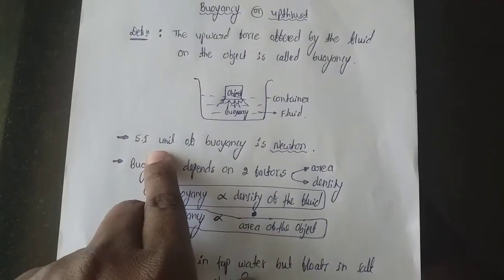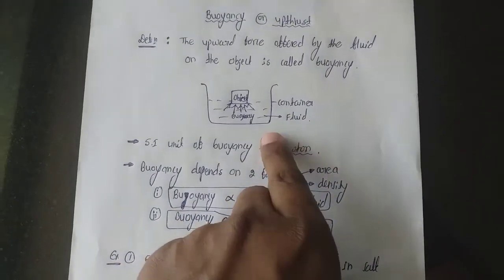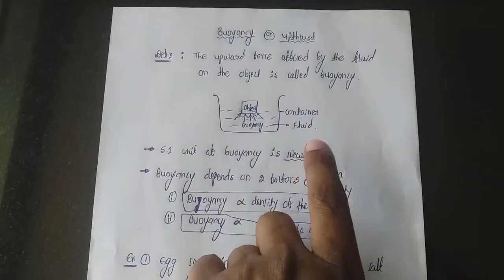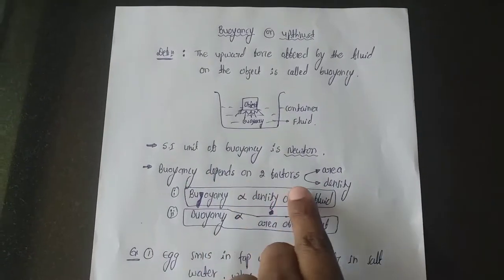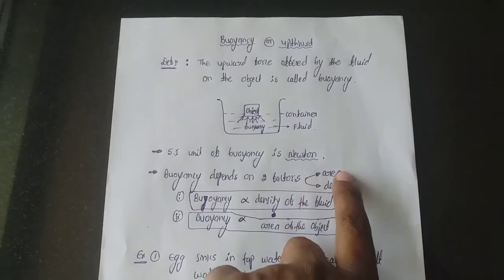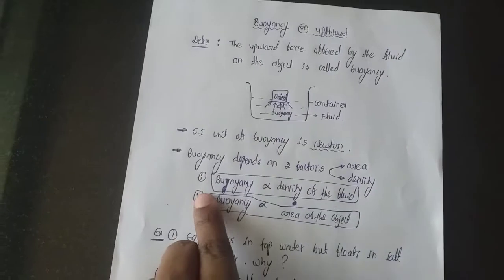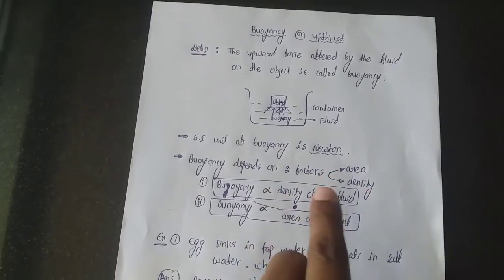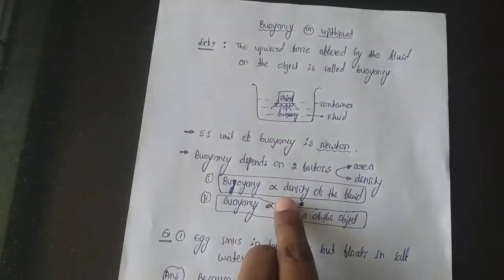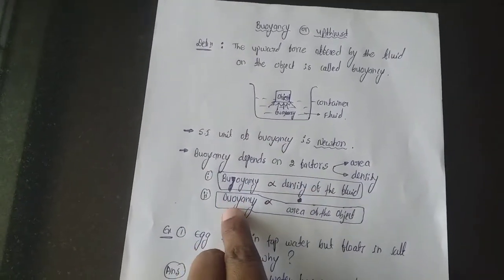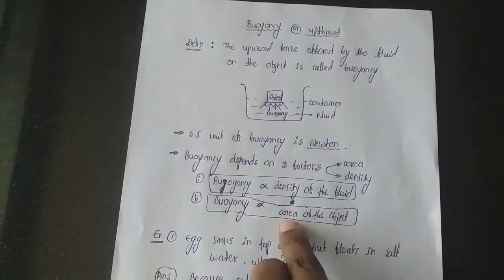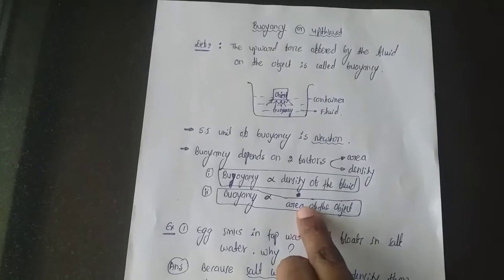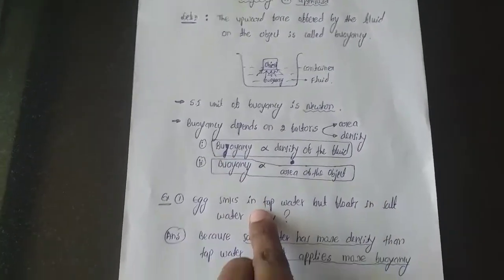The SI unit of buoyancy is Newton, because it is also a force, an upward force. And buoyancy depends on two factors, density and area. First, buoyancy is directly proportional to the density of the fluid. When you increase the density of the fluid, the buoyancy increases. Second, buoyancy is also directly proportional to the area of the object. If you increase the object's area, then buoyancy also increases.